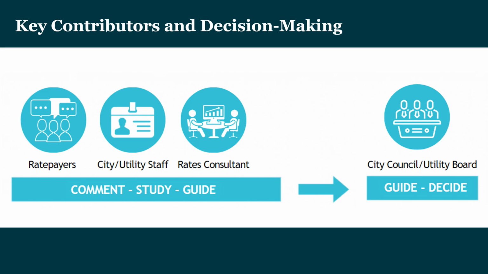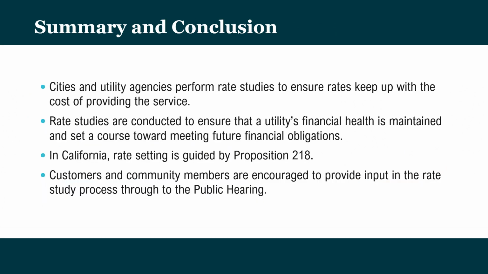Ultimately, a recommendation is presented to the council or board that will review the financial plan, rate study results, recommendations, and public input, and make the final decision. To summarize, cities and utility agencies perform rate studies to ensure that rates keep up with the cost to provide the service. Rate studies are conducted to ensure that a utility's financial health is maintained and setting a course toward meeting future financial obligations. In California, rate setting is guided by Proposition 218. And finally, customers and community members are encouraged to provide input and participate in the rate study process through to the public hearing.